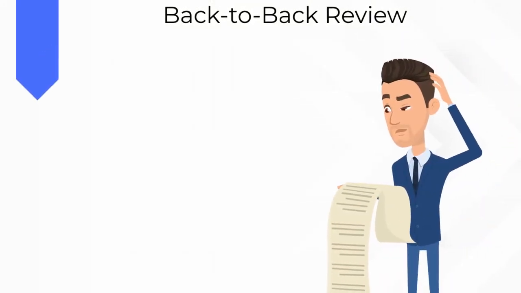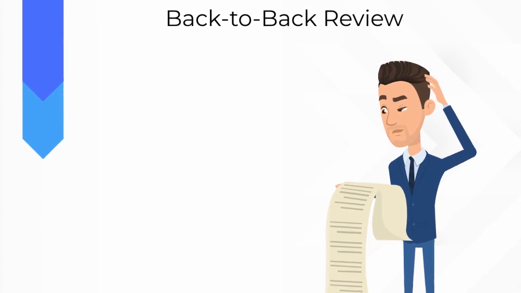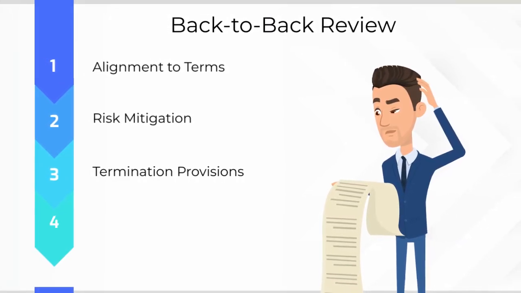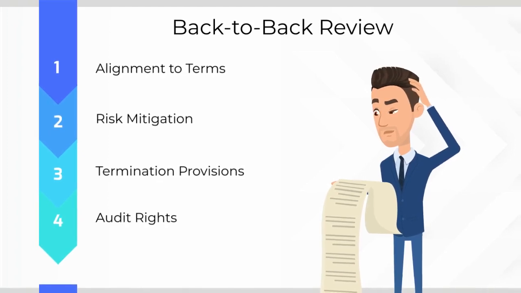Contracts review. When auditing for back-to-back agreements in service provider contracts, pay close attention to the following. Ensure that the terms and conditions in your contract with the service provider mirror the terms in your contract with the client or customer. Look for consistency in language, timelines, and deliverables. Examine how the risks associated with the service provider's performance are managed. Are there clauses that protect your organization in case of service failures or breaches by the service provider?